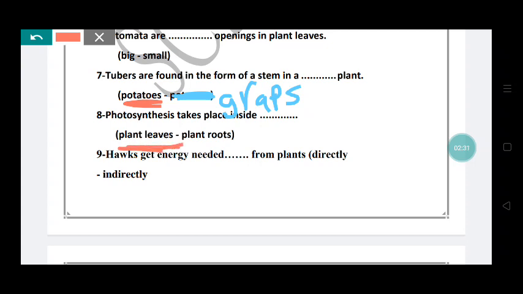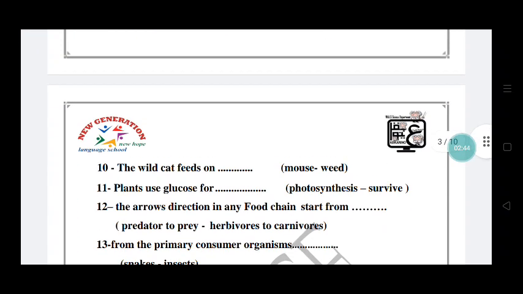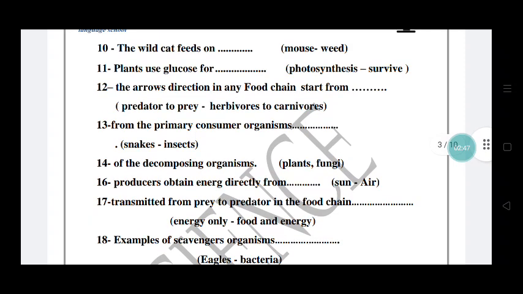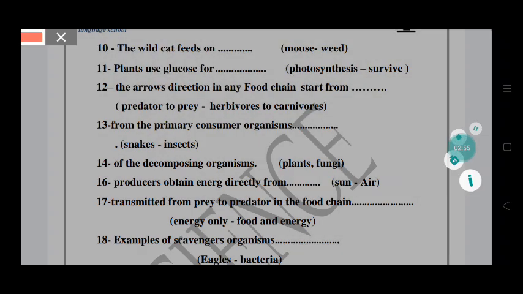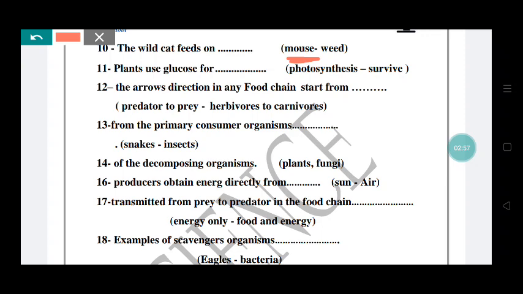Super, plant leaves. Hawks get the energy needed from plants, indirectly or directly? Super, indirectly. The wild cat feeds on mouse, excellent. Plants use glucose for survival or photosynthesis? Super, for survival, because it is the food for the plant.